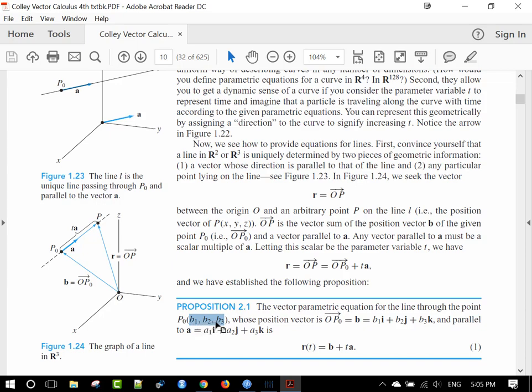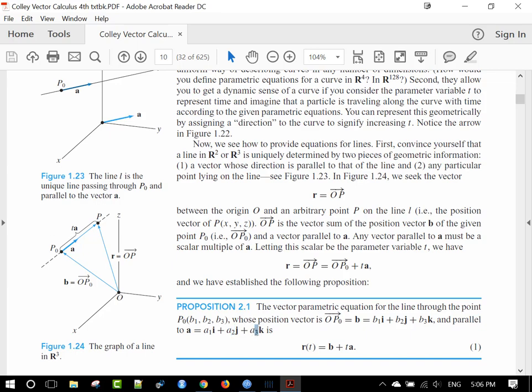And so if this is B, and these are the coordinates of P0, then B equals B1 I plus B2 J plus B3 K, right? That's how you get to here. And it's parallel. So A has these coordinates, A1, A2, A3, or those components or coefficients. Okay, so let's not get confused with all that.